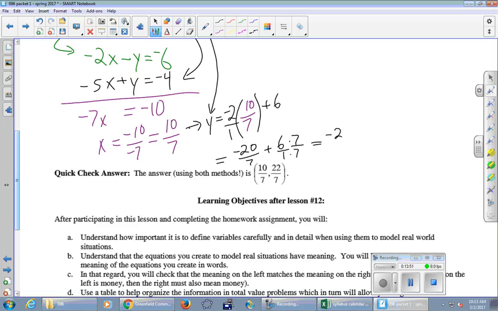So we go -20 over 7 plus 42 over 7. There we go. And then you can add because they have the same denominator. So -20 plus 42, that's positive 22 over 7. There's your y. There's your x.